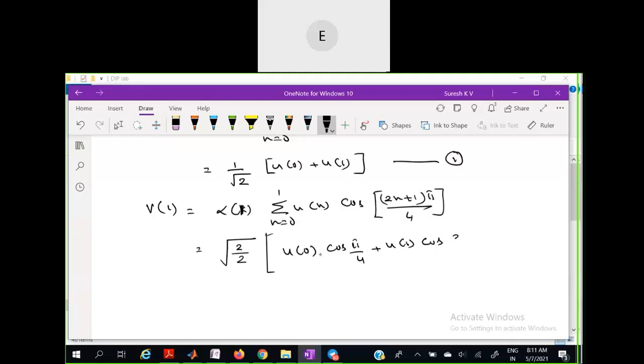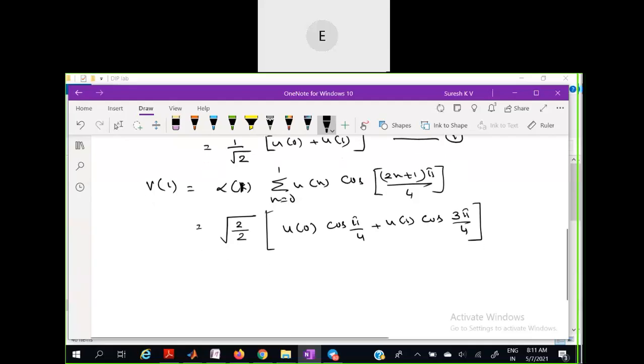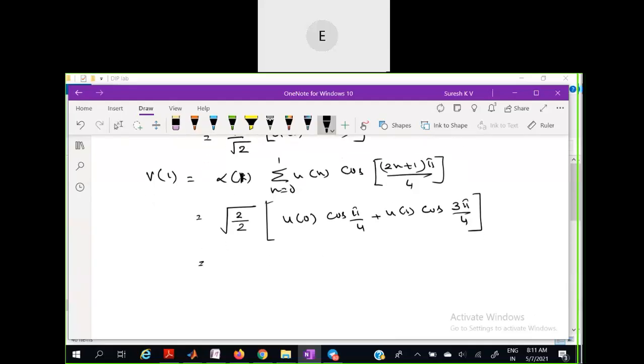So am I correct? Yes, sir, correct, 3 pi by 4. Correct. So root 2 by 2 is 1, therefore you can just write it as it is. Now cos pi by 4 is 1 by root 2. So this is u of 0 into 1 by root 2. And what is cos 3 pi by 4?